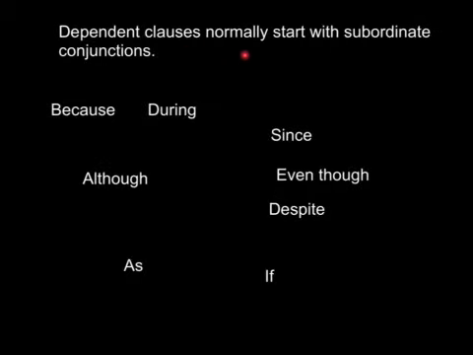Dependent clauses normally start with a subordinate conjunction. Here is a list of some of the most common subordinate conjunctions. Have a look through this list. Turn the next page, please. In the following sentences, the dependent clause is after the independent clause. Now, in the previous ones I showed you, the dependent clause was first. In the following ones, the dependent clause is after the independent clause.